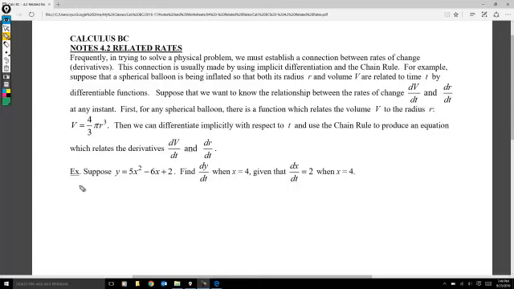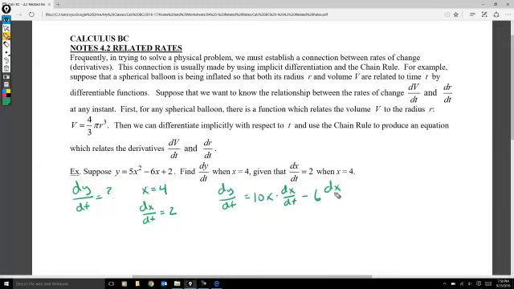So usually what I do is I write all that stuff out. I want to know dy/dt. I know that when x equals 4, dx/dt equals 2. And it says it twice, which is weird. Anyway, let's take the derivative. The derivative of y is dy/dt, which is equal to the derivative of 5x squared, which is 10x dx/dt, because x is not our variable in this case. x is a function of t, so we have to use chain rule. Minus 6 dx/dt plus 2.